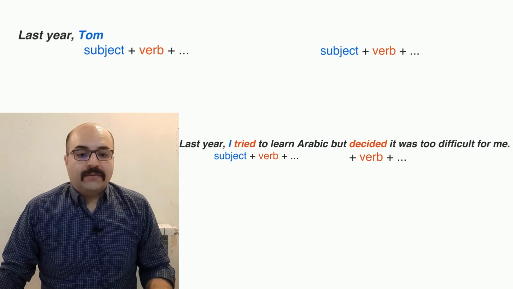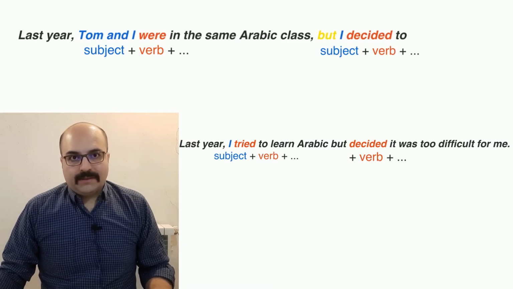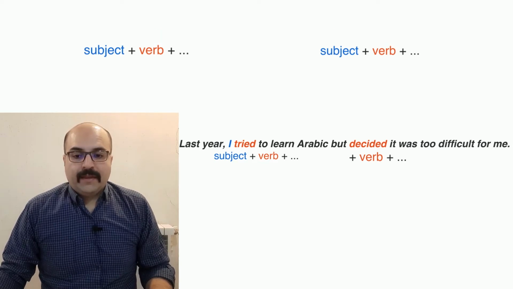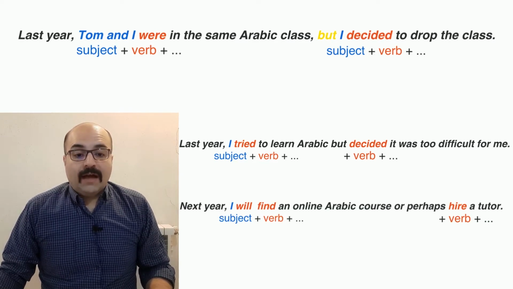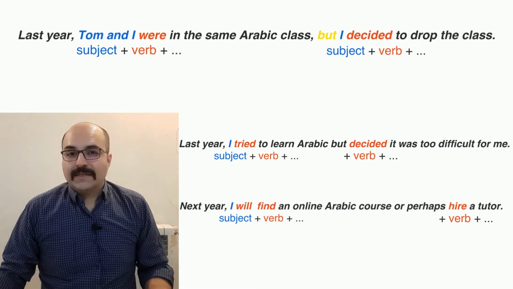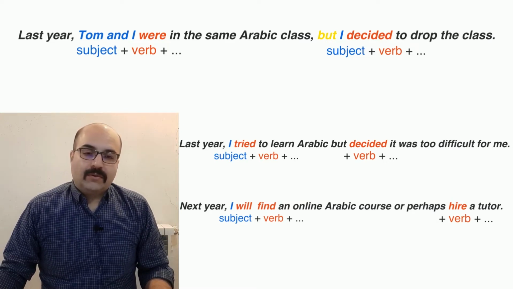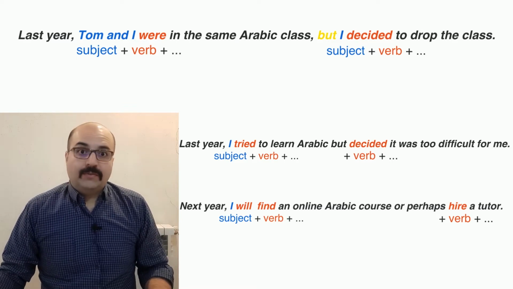Last year, Tom and I were in the same Arabic class, but I decided to drop the class. So this is an example of but. Or: next year, I will find an online Arabic course or perhaps hire a tutor. What kind of sentence is this? Simple or compound? Yes, it's simple with two verbs.